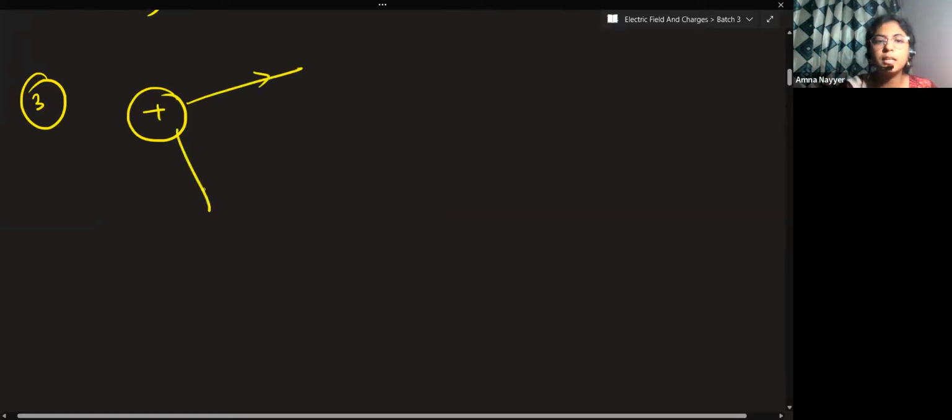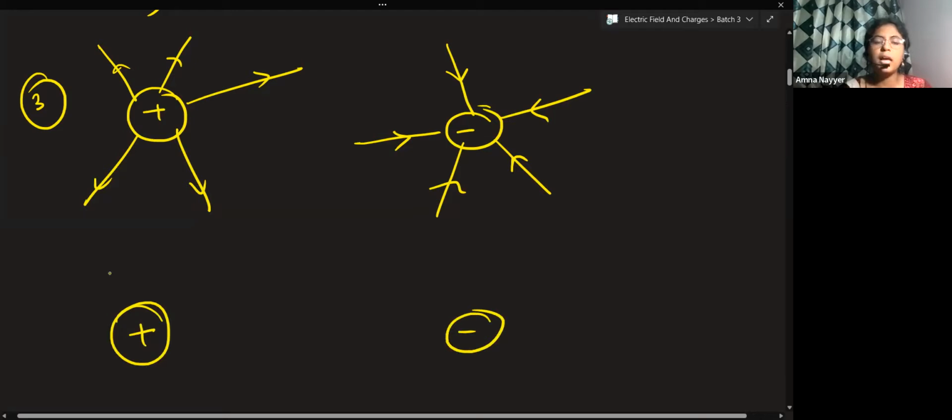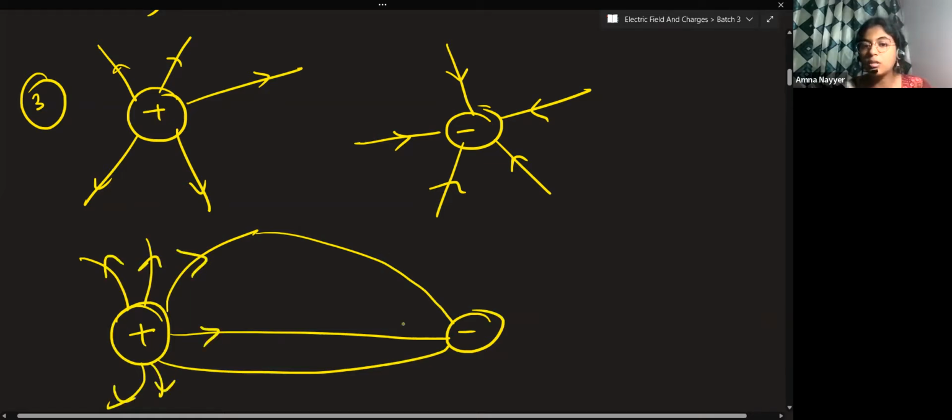Now the third property. Third property is easy. It says that for positive charge, electric field lines move away, in this manner. And for negative charge, electric field lines move towards the body, or towards the charge, in this manner. So if positive and negative charges are kept together, what will happen? Electric field lines for positive charge will be moving away from the charge in this manner, and for the negative charge all those will come towards it if two are kept together.